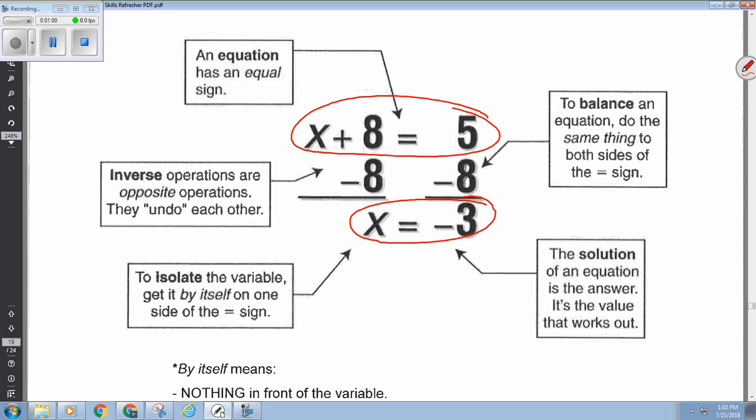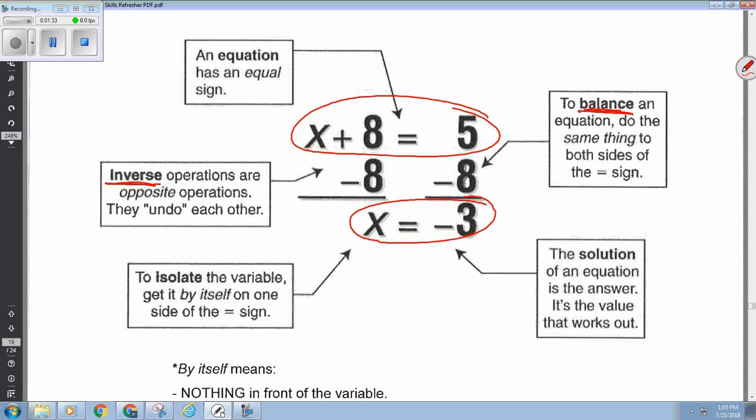The other three terms that are up here are what we do when we solve the equation. Inverse operations is what you use to break down the equation so that you can solve it. Balancing the equation means what you do to one side of the equation, you do to the other. So notice that instead of plus 8, they subtracted 8 on both sides. But what you do to one side of the equation, you must do to the other.